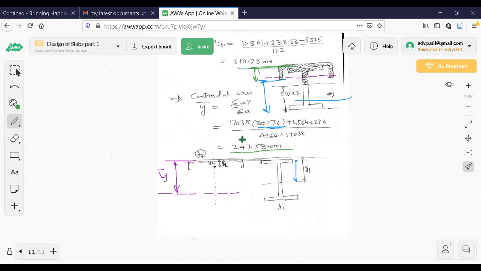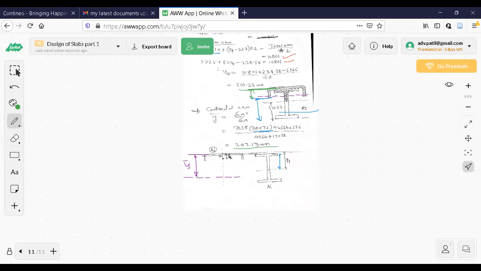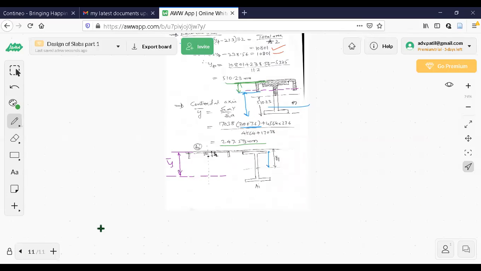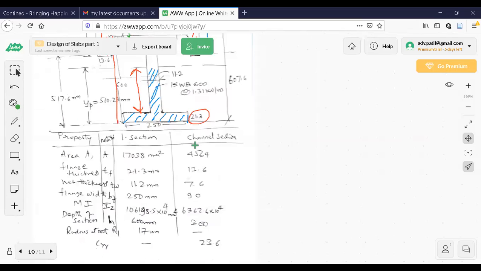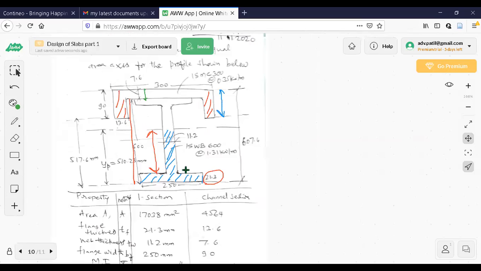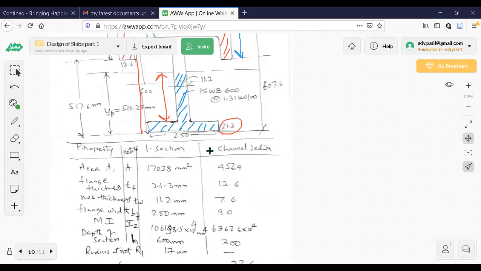So this is how we should calculate for a given profile. This is a part of the Gantry Girder which will be taken up later actually. But I can save time then because this is all geometrical properties calculation.